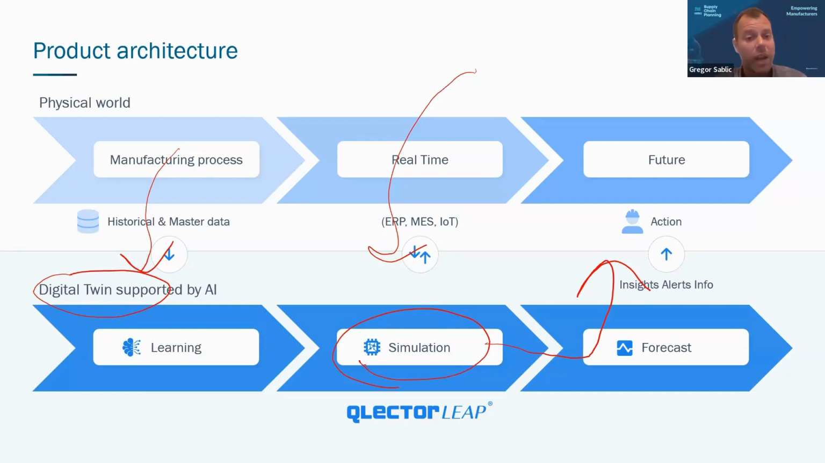Also, by extracting all this data, at the end we create these simulations and also generate forecasts and insights for appropriate people, appropriate teams, so they are able to react as soon as some anomaly happens.